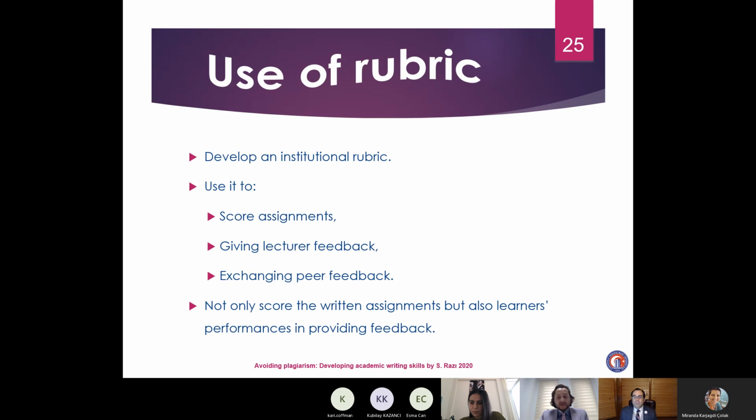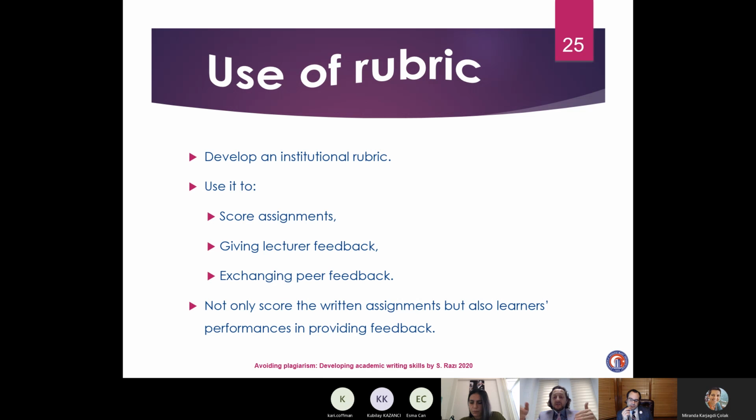Considering the assessment aspect, I'd like to call your attention to use of rubrics. Okay, we use rubrics. It is good to have an institutional rubric, and I know with that, for example, Miranda Hocam, at Bursa Technical University, they have developed their own institutional rubrics to assess different language skills. So this is good because the instructors or the testers who will be scoring student assignments should work on the rubric that they will be using. This is a very good point.